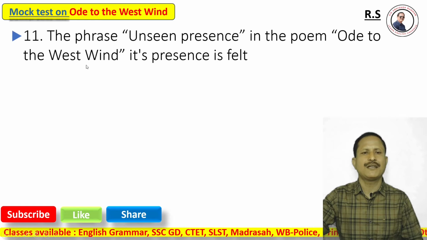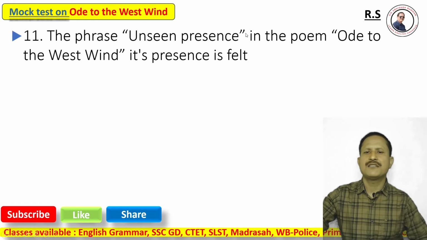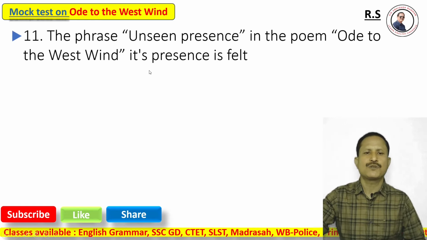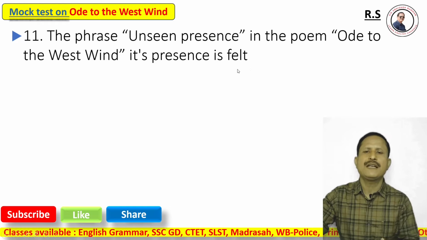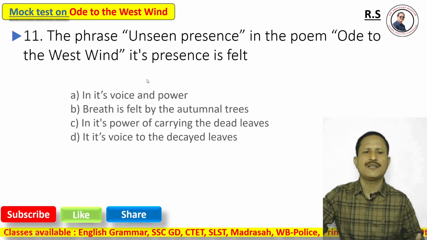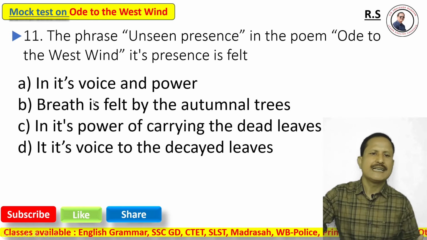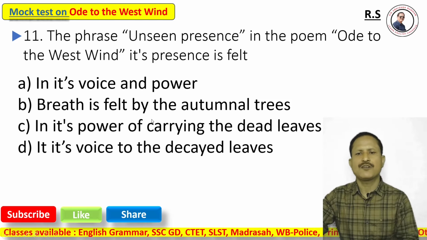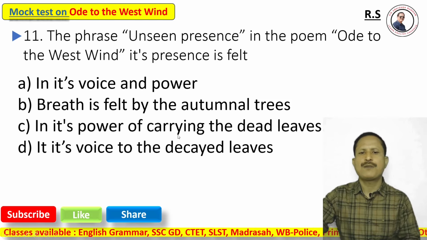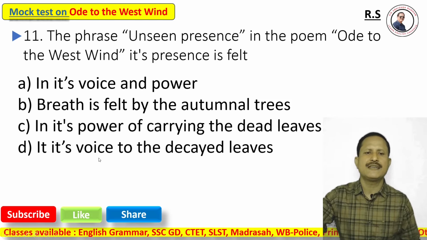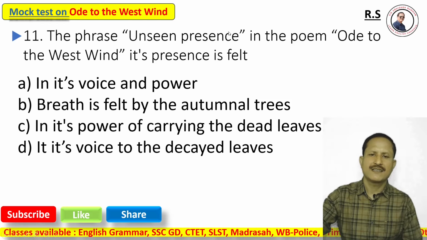Now question number 11. The phrase "unseen presence" in the poem Ode to the West Wind: its presence is felt by whom? Option A, in its voice and power. Option B, breath is felt by the autumnal trees. Option C, in its power of carrying the dead leaves. Option D, its voice to the decayed leaves.